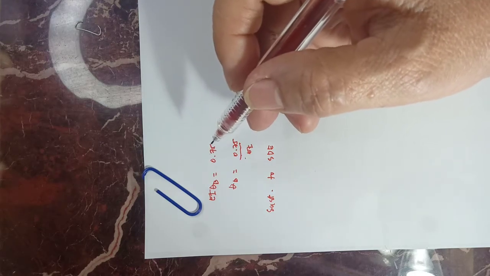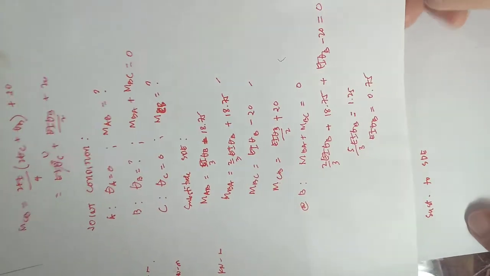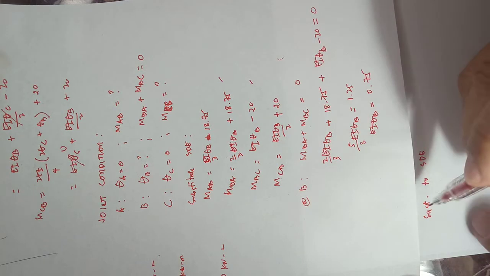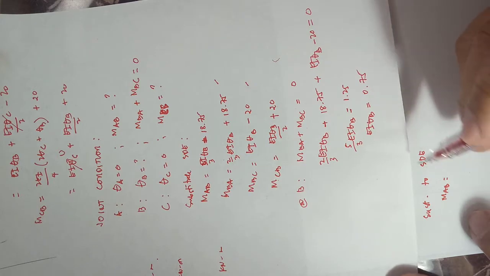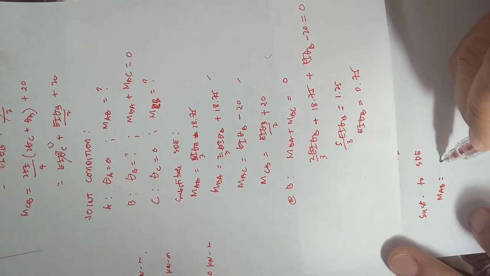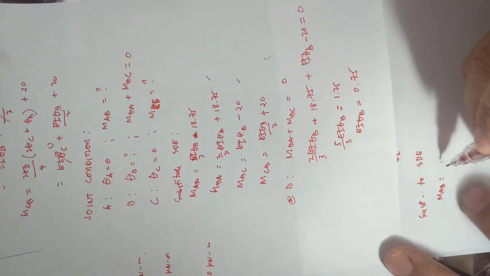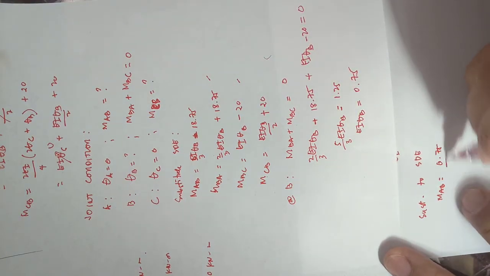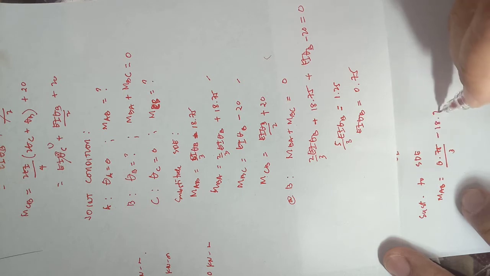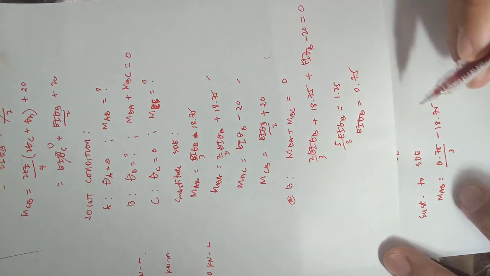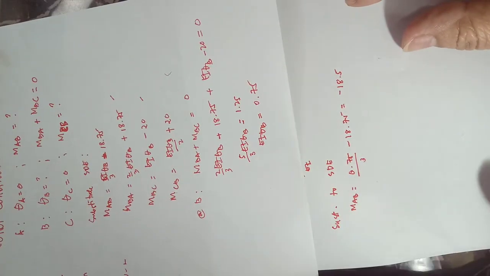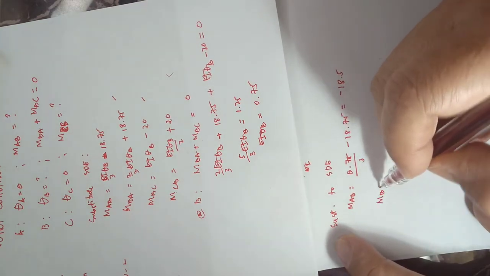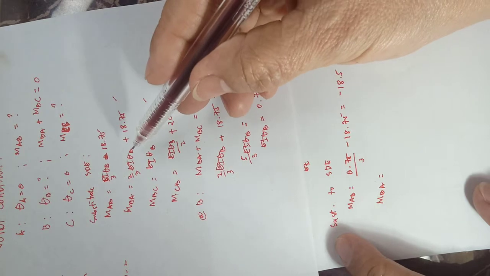Okay, so from our equations last time, diba mao ni? So substituting, we can have MAB. So EI theta B is 0.75. So we have that equation. So we have 0.75 over 3 minus 18.75. Okay, and that is equal to negative 18.5.